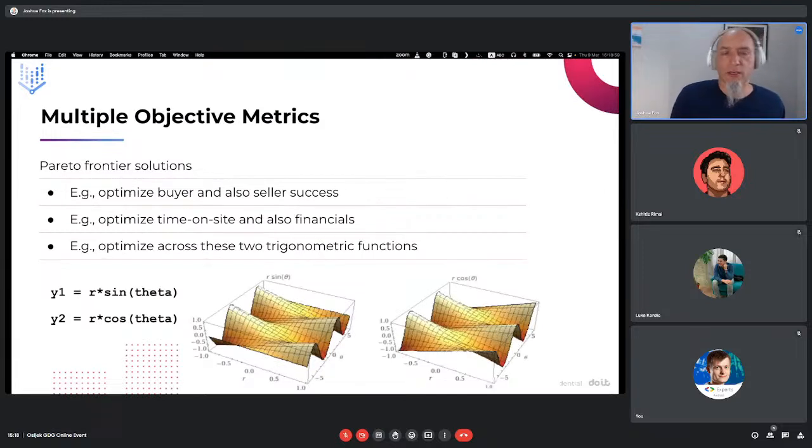Here's another advanced feature. Multiple objective metrics. Let's say you're running a 2-sided marketplace and you want your buyers to be happy, but you also want the sellers to be happy. So Vizier can help you with maximizing both of them. You want users to spend a lot of time on the site, but you also want to increase revenue. How do you optimize both? Or you're optimizing across these 2 trigonometric functions, sine theta, cosine theta. That last example is obviously not a real one, but it helps because I generated these graphs on Wolfram Alpha.